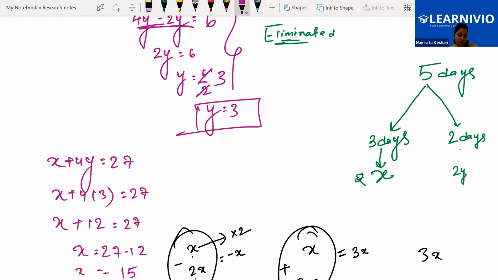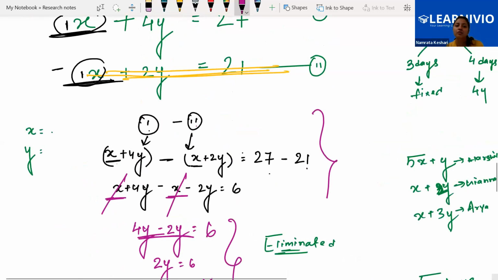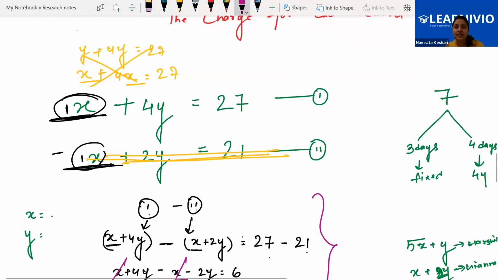Arya, your solution, the answer is right. You have eliminated y, that is also perfect. But Arya, you must realize that x coefficient is already same. Why to go ahead and make y coefficient same? Are you realizing, Arya?